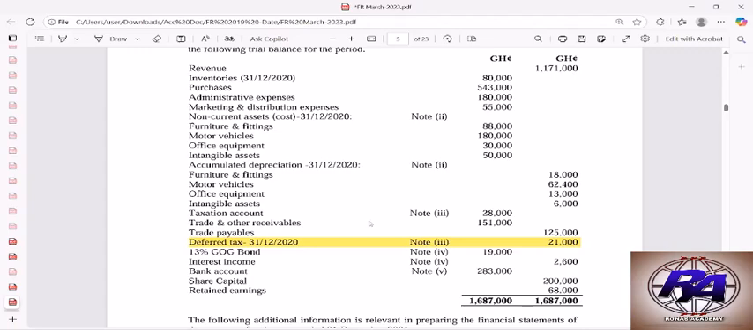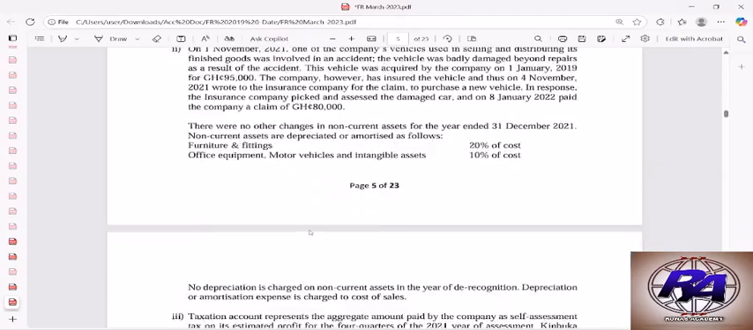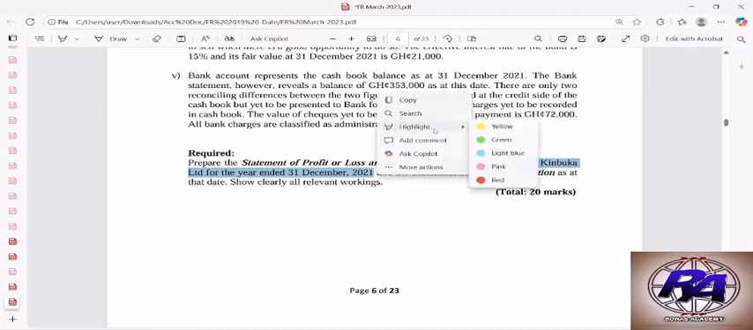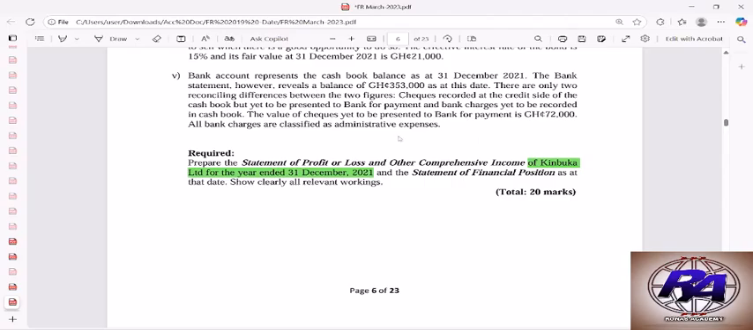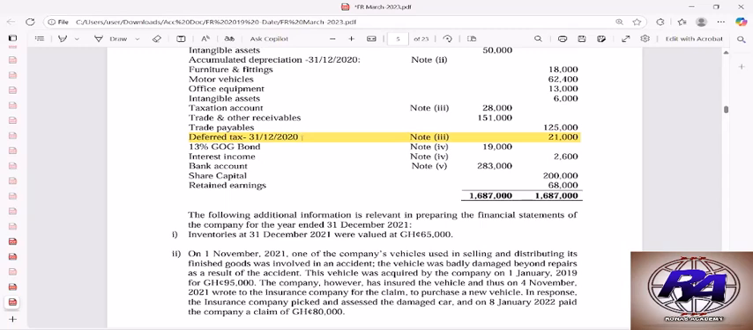But they said we should go to note 3. But look at this date, 31st of December 2020. So let's look at the reporting date, and we can find this as a requirement. They said we should prepare for the company as at 31st of December the next year. So this is 31st December 2021, and this is 31st December 2020. So this is the opening. This date is the same as 1st of January 2021. So the opening deferred tax is 21,000.